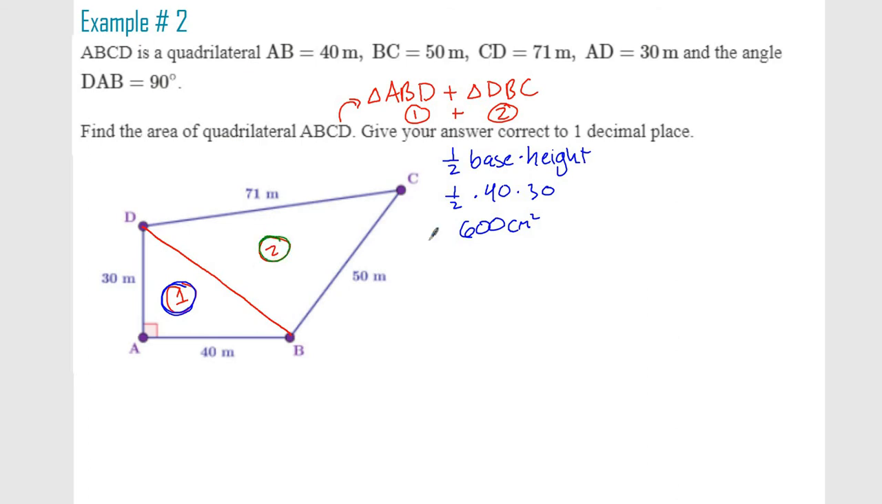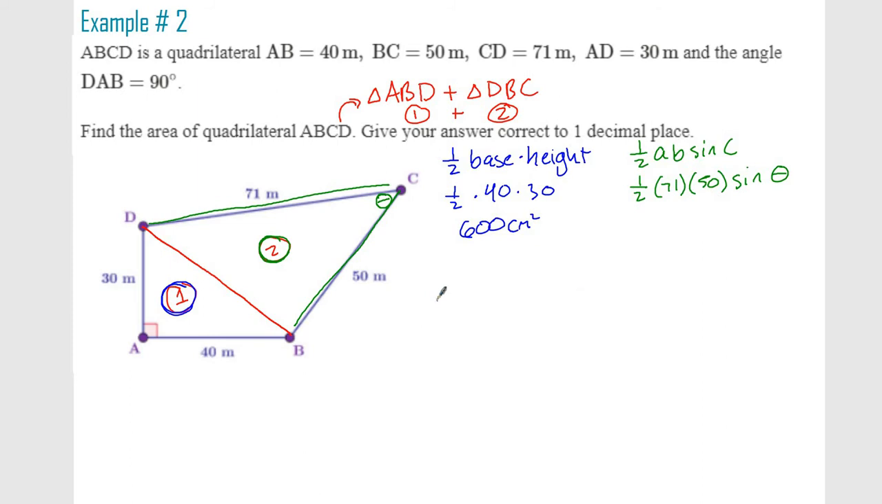Now we do triangle 2. For this one, it would probably be easier to do 1/2 ab sine C. In this case, we have this length and this length, so we need this angle. We're going to be doing 1/2 times 71 times 50 times sine of whatever that angle is. So we've got to find it.